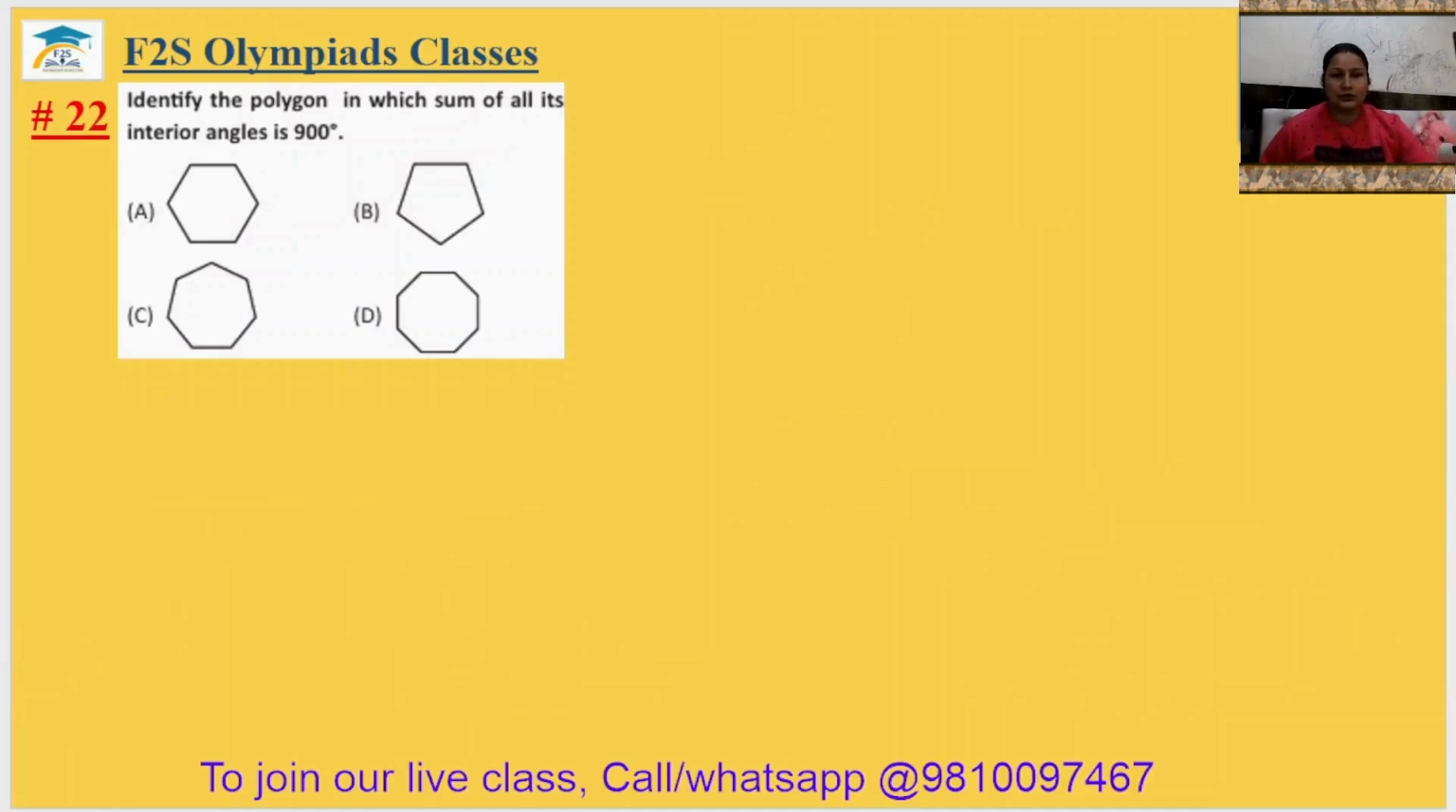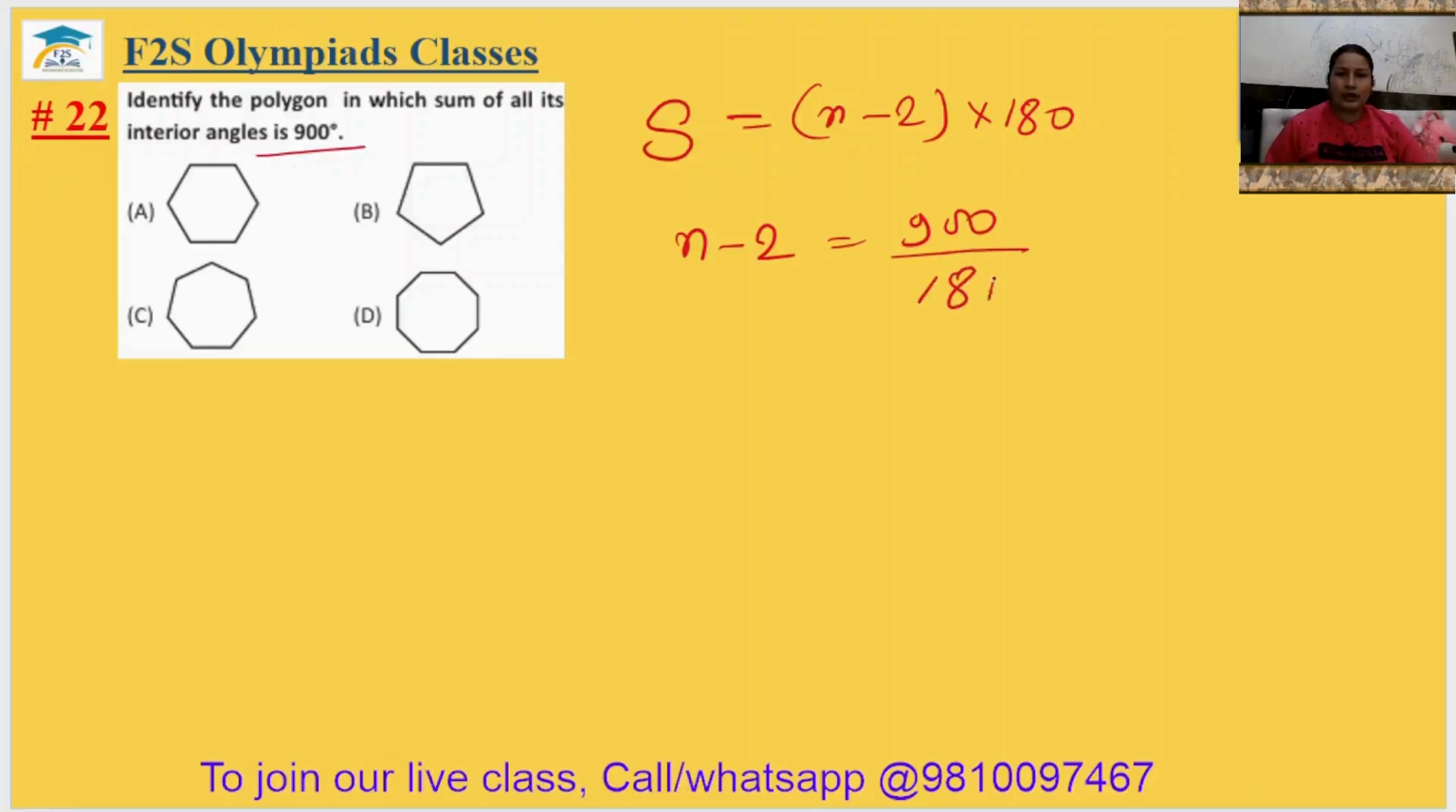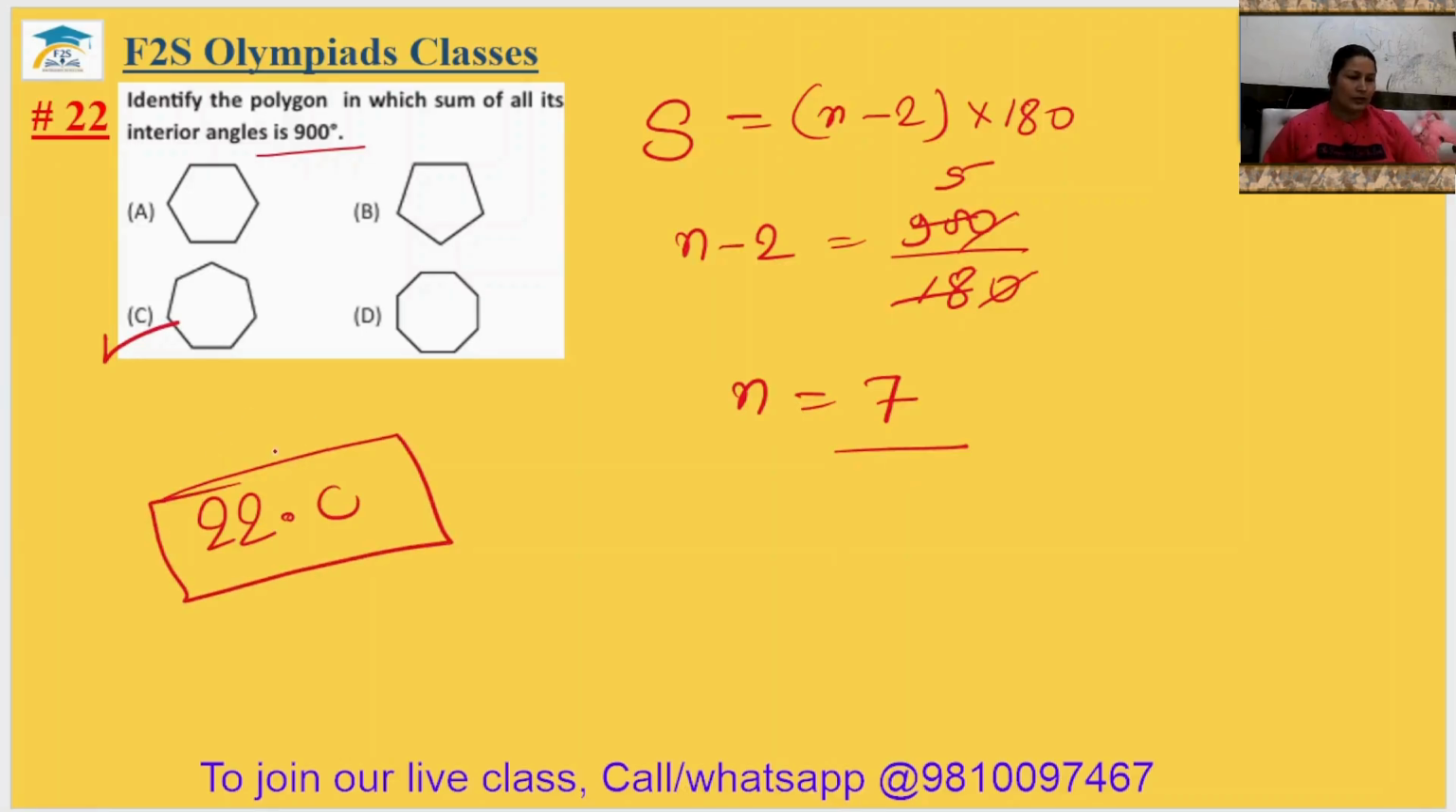Question number 22. Identify the polygon in which the sum of all its interior angles is 900. So we know that the sum of all the interior angles is n minus 2 into 180. Here n minus 2 will be 900 upon 180. Cancel, 18 fives are 90. N will be equal to 7. It means septagon. So we can see C has the septagon. The 22nd answer will be option C.